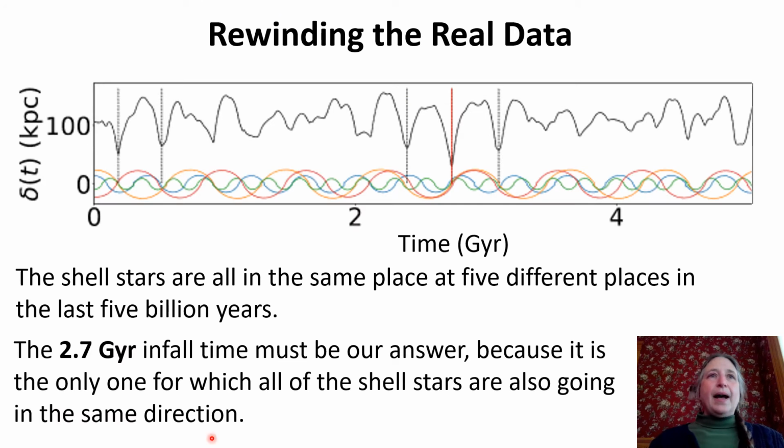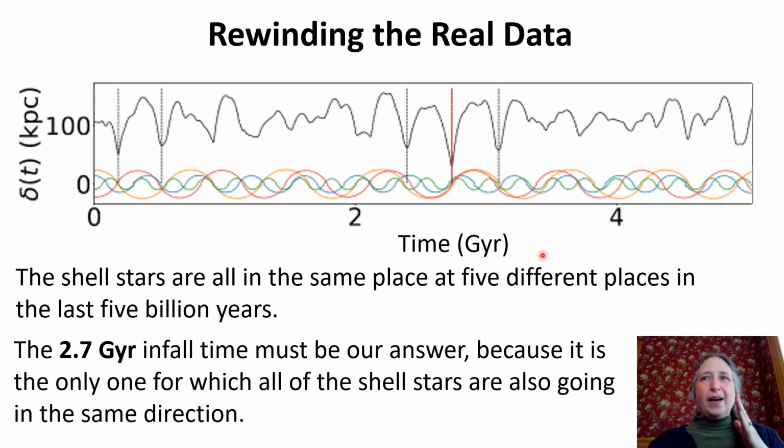And now we're going to plot, if we put stars at those shells and we imagine sending them backwards along their orbit so that they go back and forth through the Milky Way's center. We have one colored curve for each of the shells, and we look for places where the stars from the shells were at one time all in about the same place. And there are 5 places in the last 5 billion years where all the stars in all 4 shells would have been in about the same place.